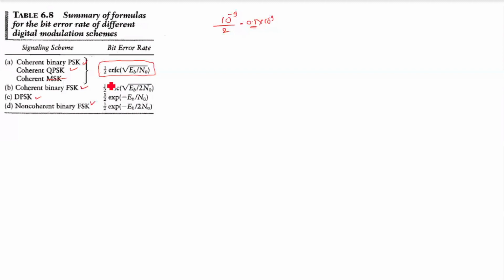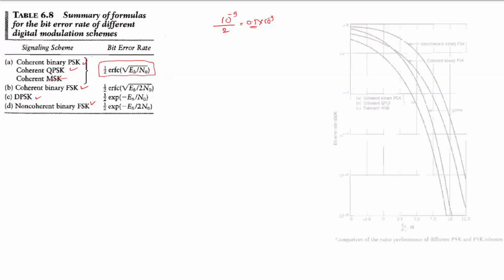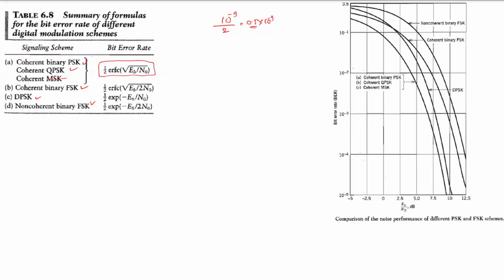And as far as coherent binary FSK is concerned, half erfc, you have already worked on it, square root of Eb by 2 N naught. DPSK has half e to the power minus Eb by N naught. Non-coherent binary FSK has half e to the power minus Eb by 2 N naught. You can see the probability of error versus the signal to noise ratio Eb by N naught curve, a comparison of different modulation schemes.